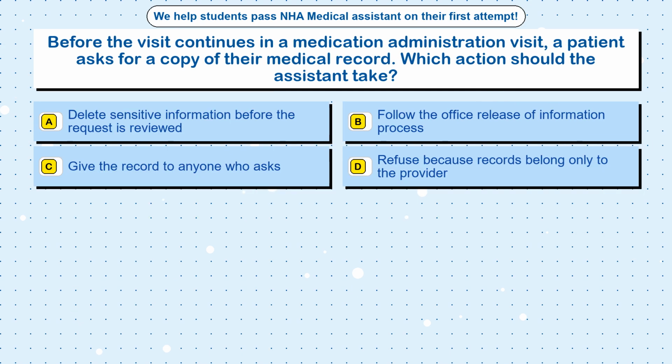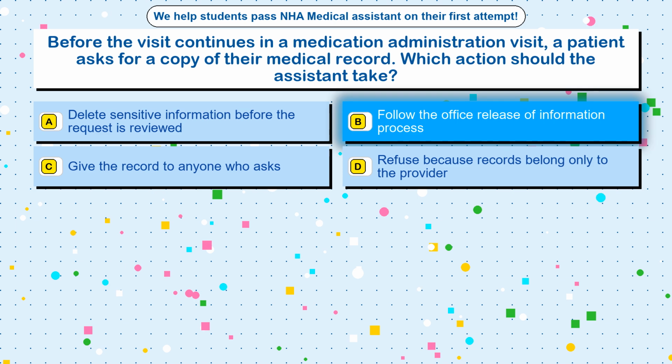Question 62. Before the visit continues in a medication administration visit, a patient asks for a copy of their medical record. Which action should the assistant take? Option A, delete sensitive information before the request is reviewed. Option B, follow the office release of information process. Option C, give the record to anyone who asks. Option D, refuse because records belong only to the provider. The correct answer is option B, follow the office release of information process.